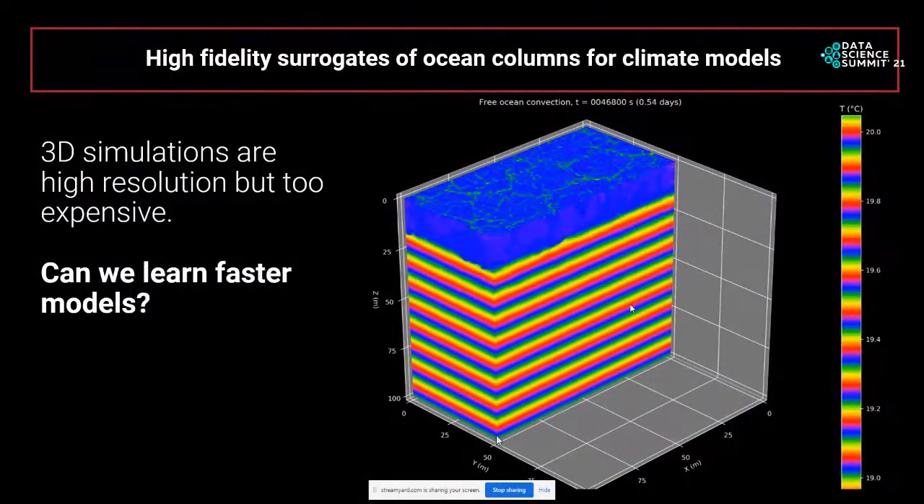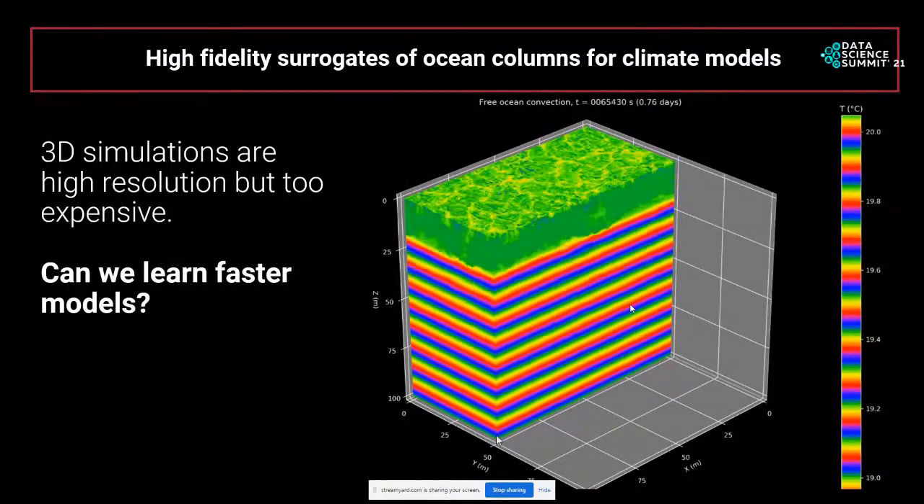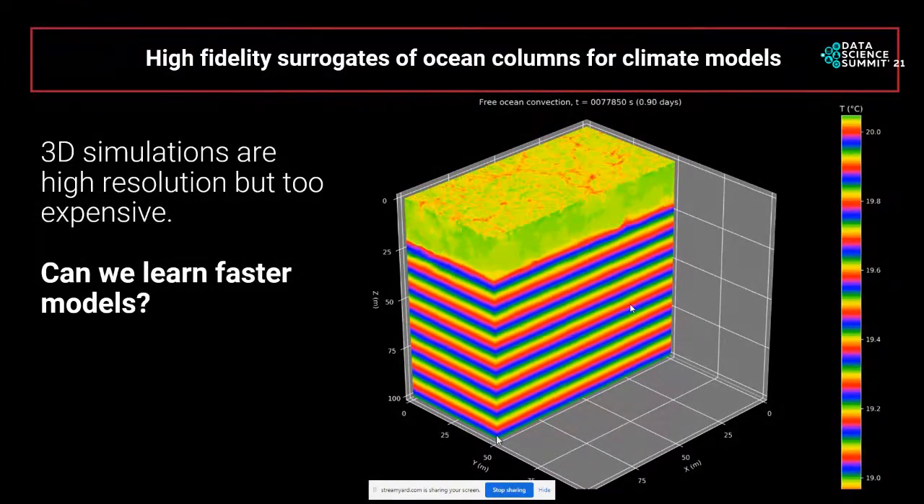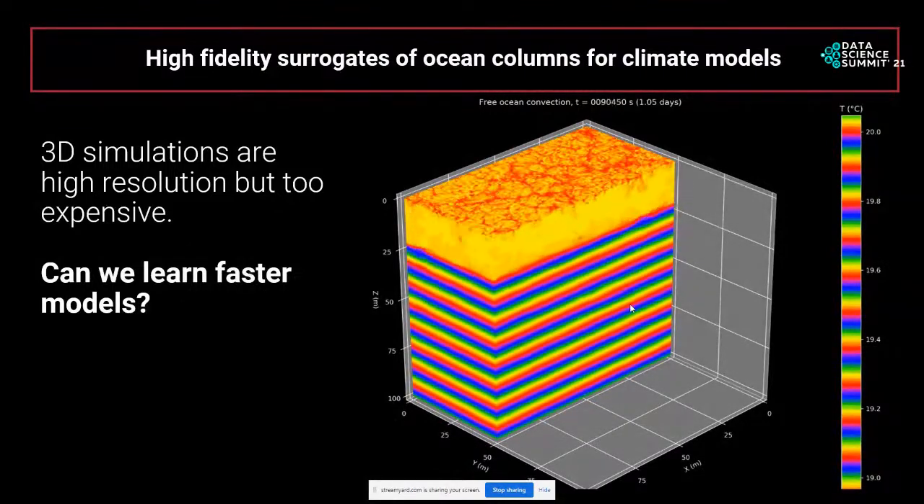Another case of this is we wanted to add very high fidelity ocean models to climate models. Here, for example, is a 3D simulation of an ocean column. Now, we can't really put this inside of a real climate model because a 3D simulation is extremely expensive.